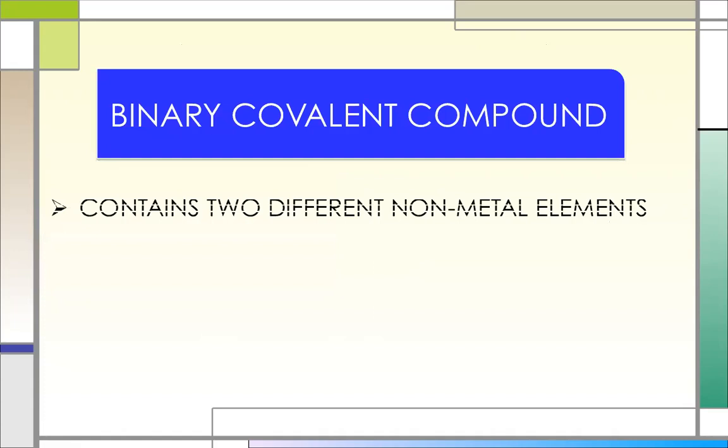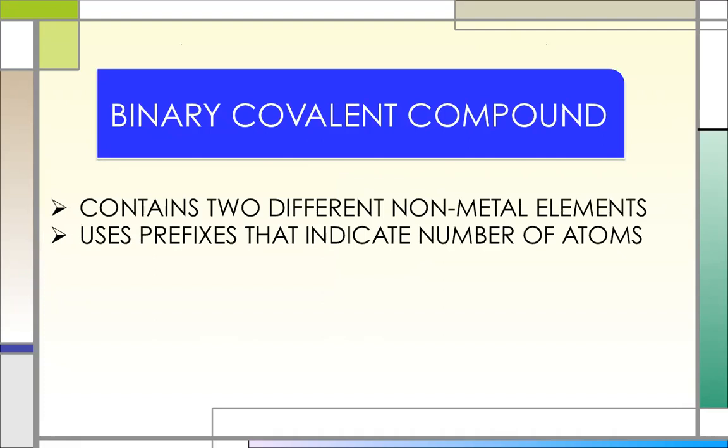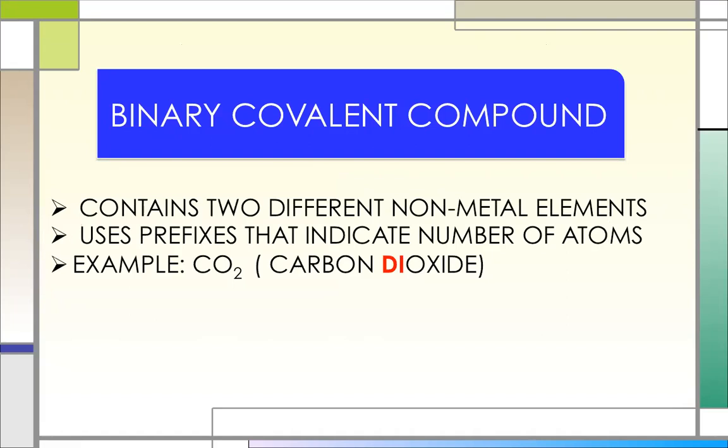A binary covalent compound contains two different non-metal elements. It uses prefixes that indicate the number of atoms. So to indicate the number of atoms, you will use prefixes. Examples: CO2, or carbon dioxide. Remember that di is your prefix for oxygen, because oxygen here has two atoms and 2 indicates di as your prefix. Therefore, you will call it carbon dioxide.